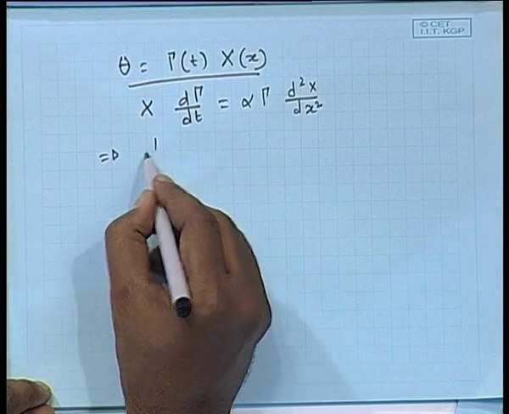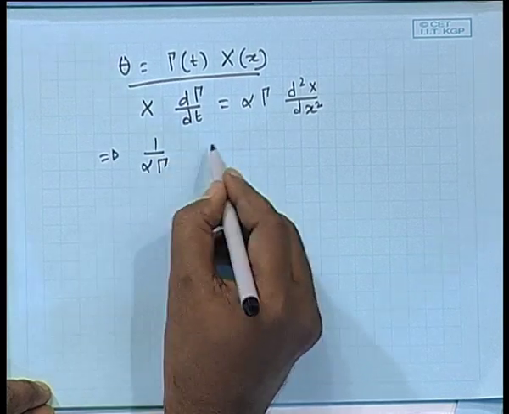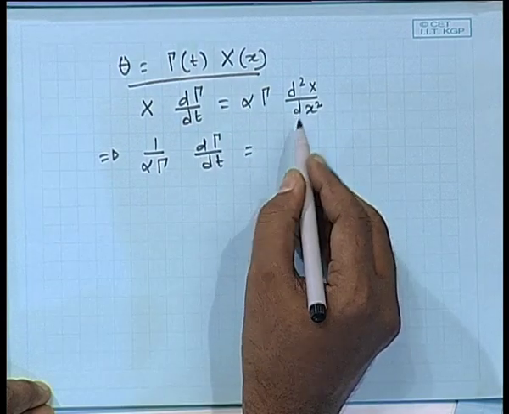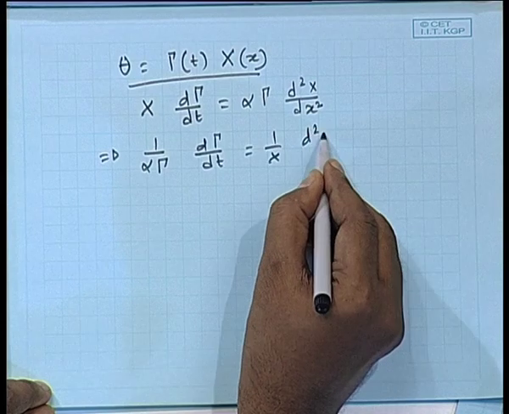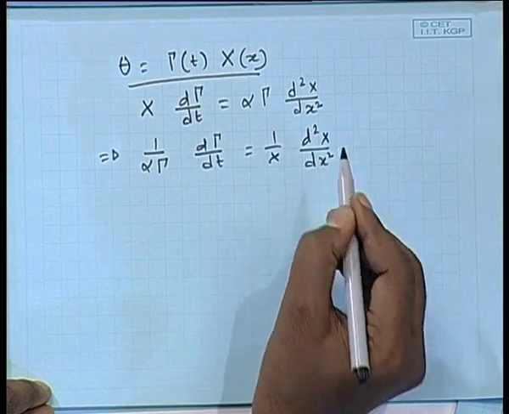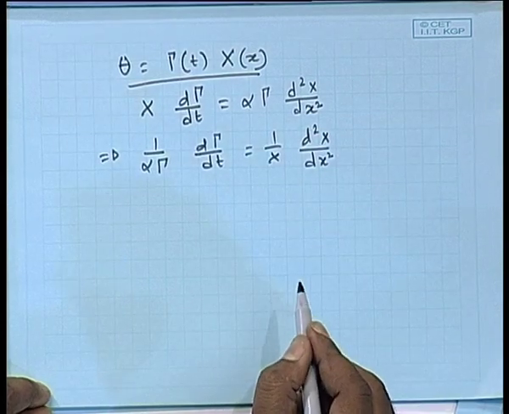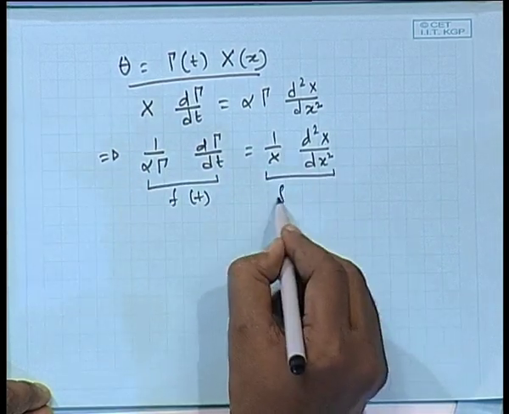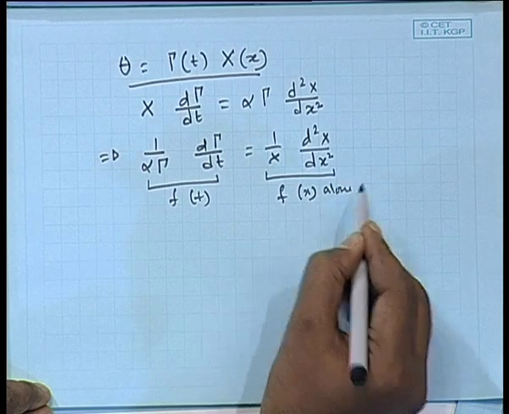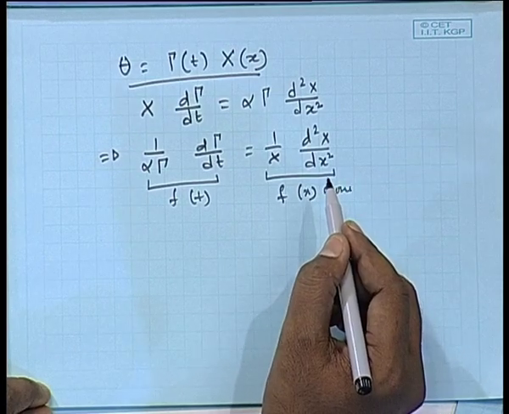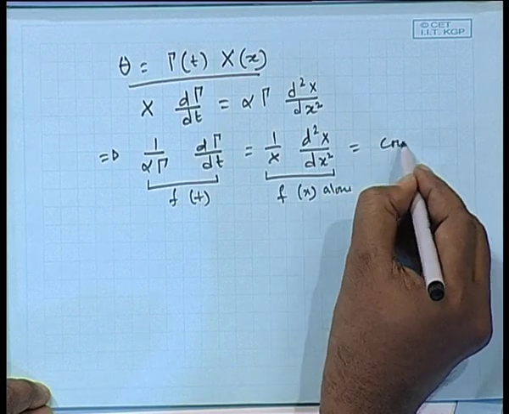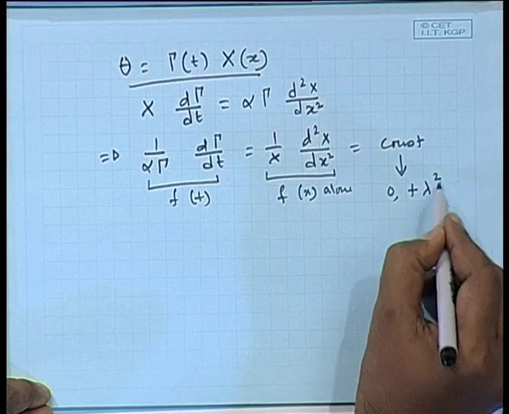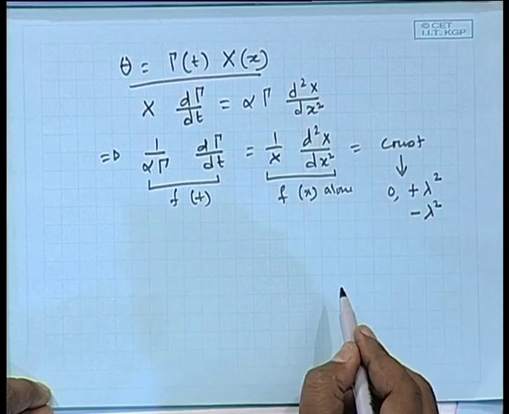Correct the terms: 1 by alpha is constant, (1/alpha tau) d tau/dt is equal to (1/X) d squared X/dx squared. Now, this is a function of time alone, this is a function of space alone, they are equal, that means they have to be equal to some constant. Now, this constant can be 0, can be positive, can be negative.